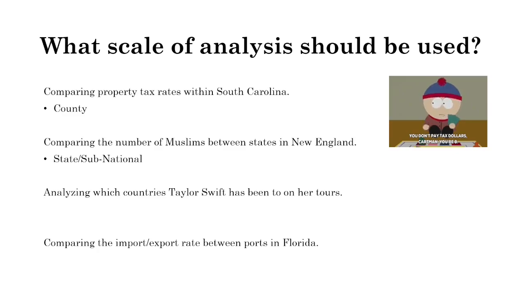Then the next one, analyzing which countries Taylor Swift has been to on her tours. Well, she's been on a world tour, so that's a global scale. And then that's going to vary which countries. That's going to be a country scale of analysis, or you could say national scale of analysis. If you want to get more specific, you could probably say city or regional scale of analysis, subnational scale of analysis.